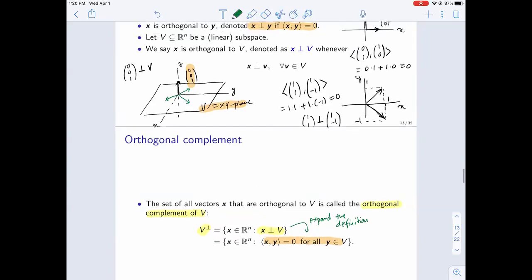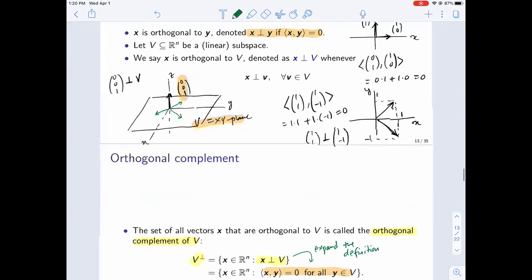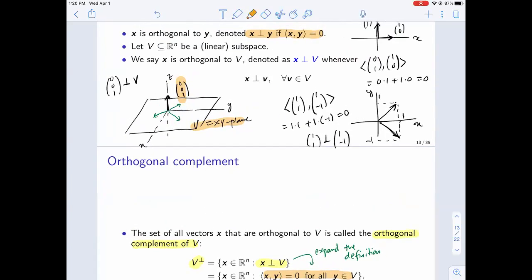So let's go back to this example. In this example, what is V perp? Can you describe V perp? Can we think a little bit about this? A few seconds. You can also say it in chat.